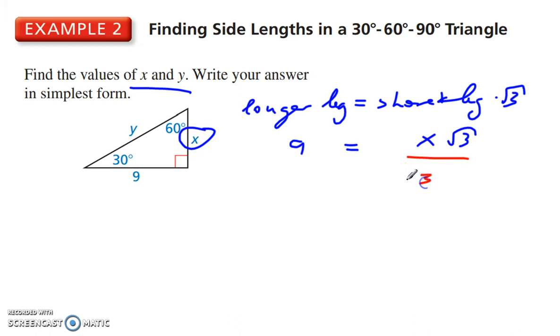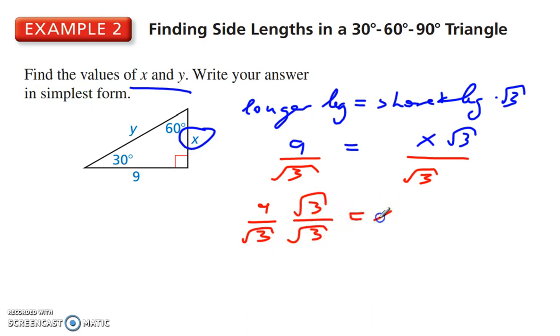Divide that by radical 3. And now we don't want a radical in the denominator, so we've got to get that out of there by multiplying by a 1 fraction. So we're going to multiply this, 9. Remember this from algebra.